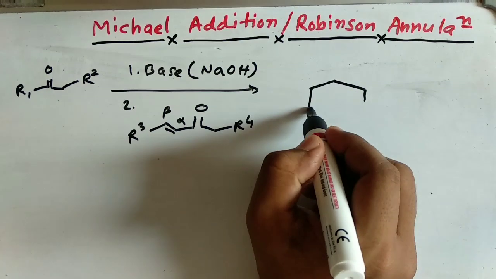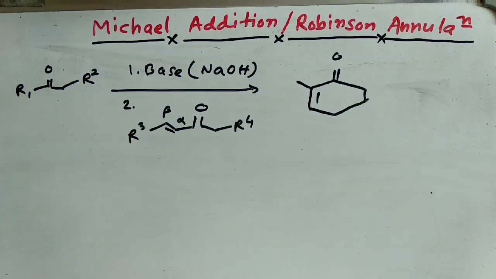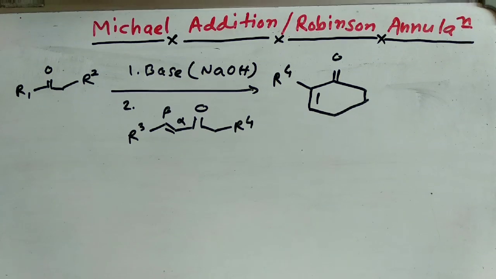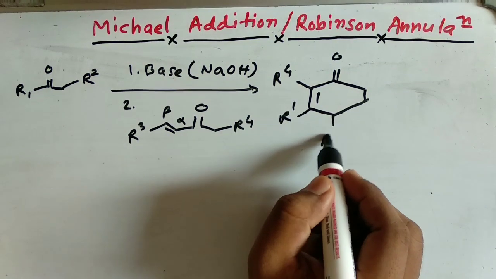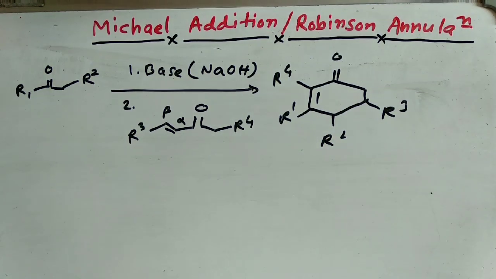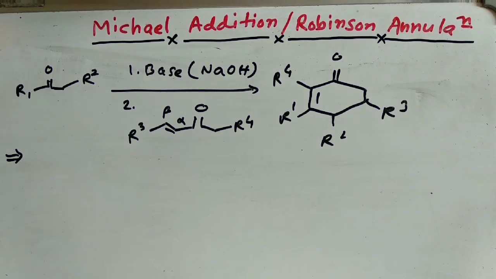So the basic difference between Michael addition and Robinson annulation is that in Michael addition you will not get the cyclic product, but Robinson annulation is one type of Michael addition that gives the cyclic product. Okay, and this is R3. So how we get this kind of product, I am going to discuss in this video. Okay, so why or how do we get this cyclic product?